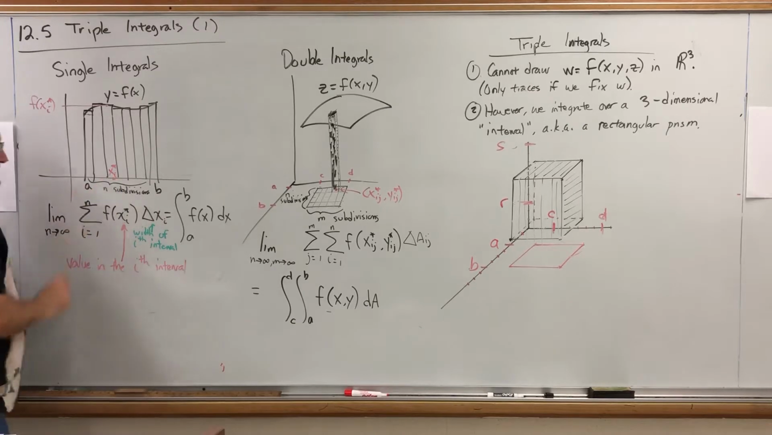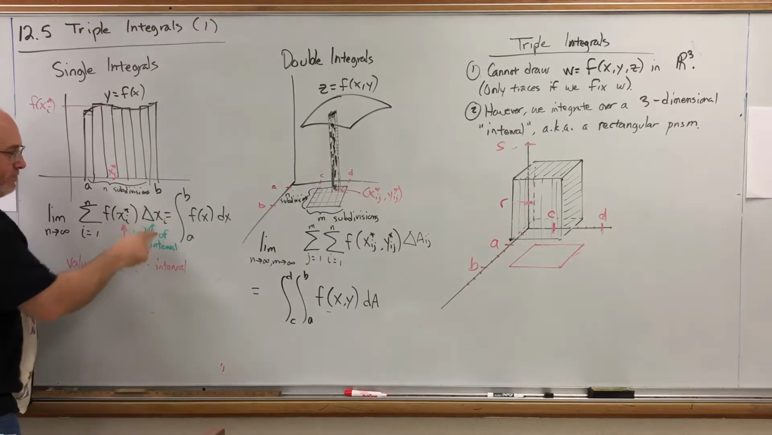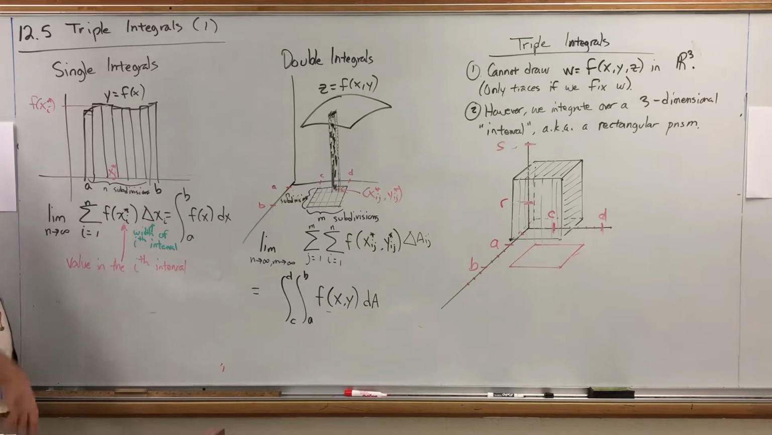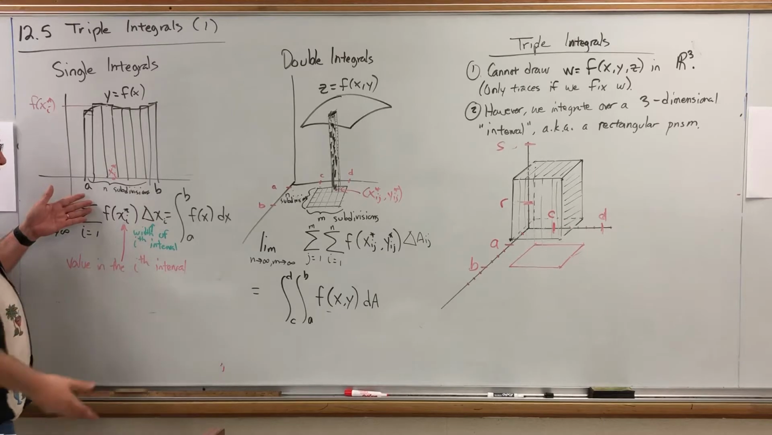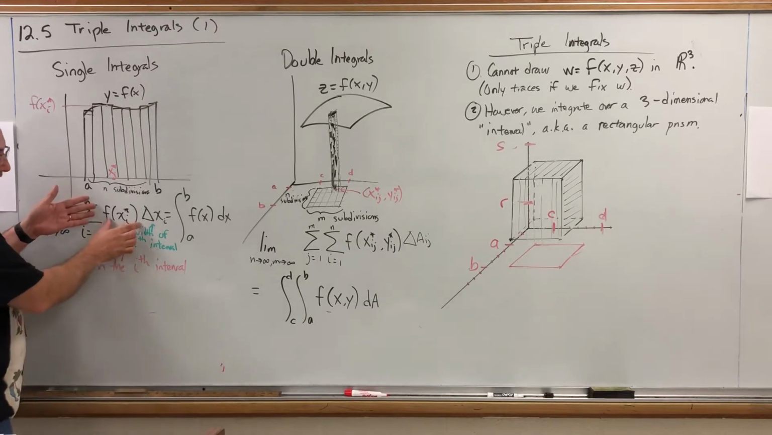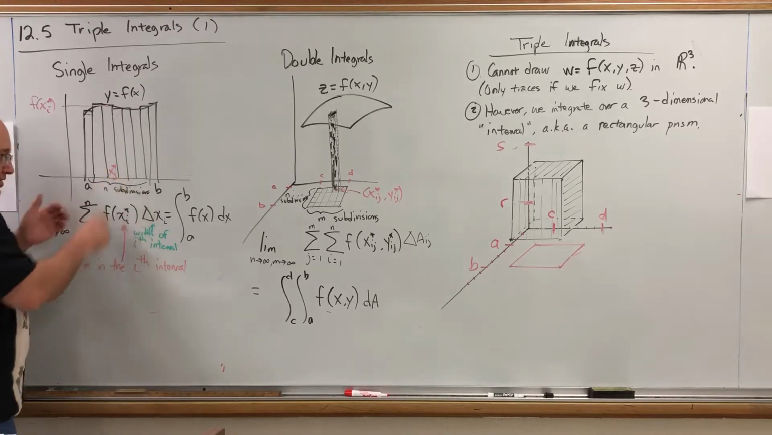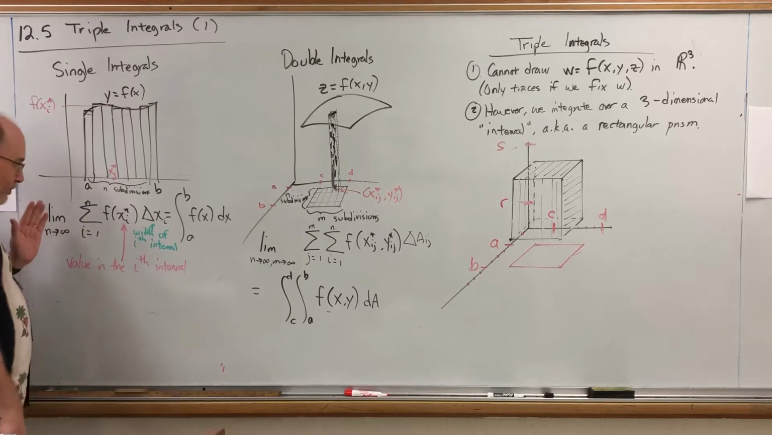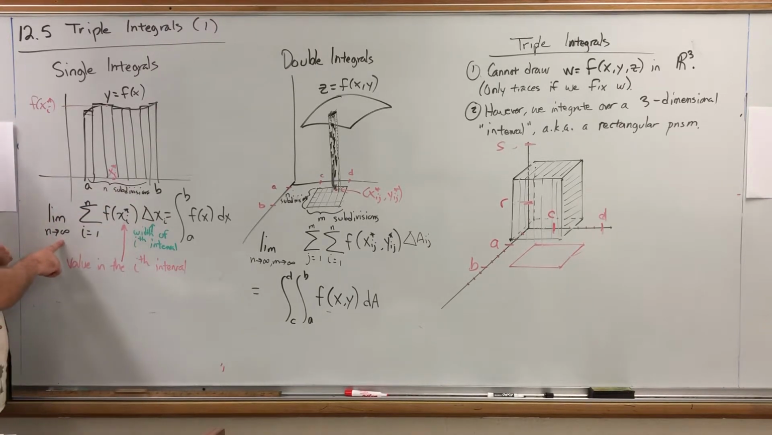The width of the rectangle was called delta x, or delta x i in case they're different. And then the plan for finding the area under the curve was to find the area of each individual rectangle by multiplying its height, the function evaluated at that randomly selected x value, times the width, delta x, add up all the areas, and then let n approach infinity.